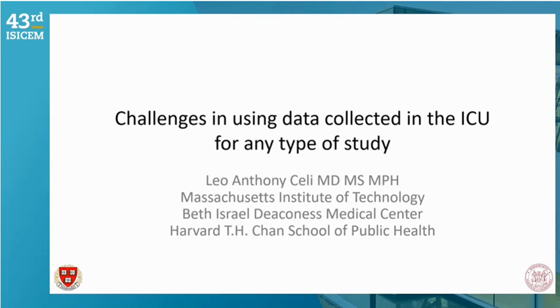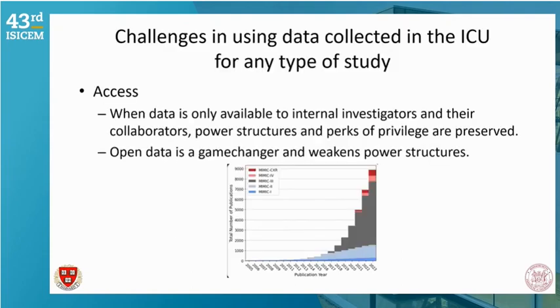And I have divided them into 3 categories. The first is challenges in accessing the data so that you could perform research. And generally, there are 2 types of access. One is that the data is only open to internal investigators, those who work in the hospital, and their collaborators. And that is by far the more common model that we see.